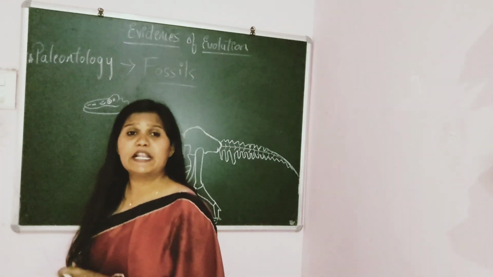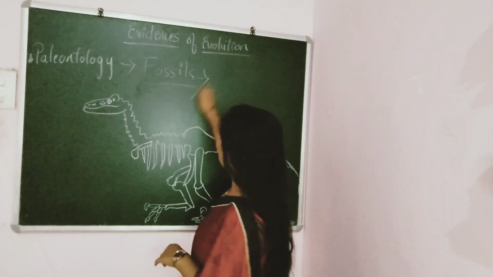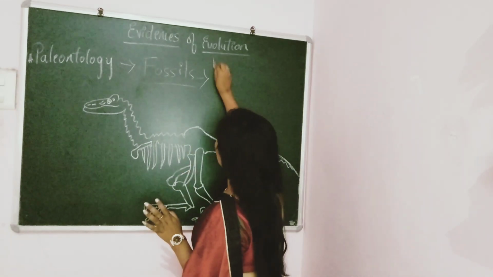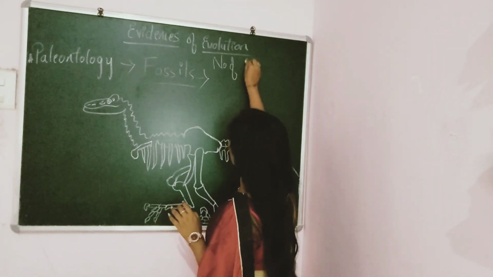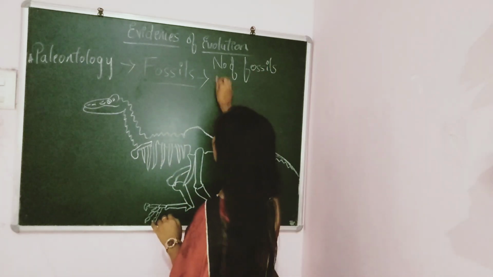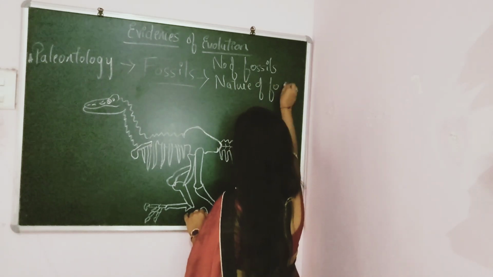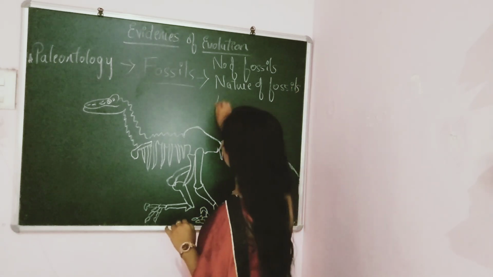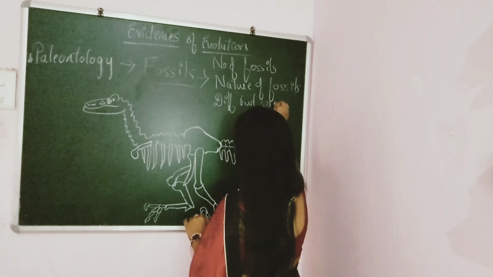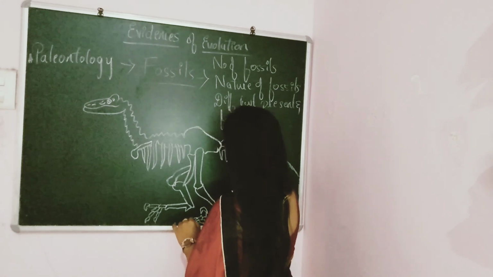So how does this fossil help as evidence of evolution? How can we take fossils as evidences for evolution? The first thing is the number of fossils. The second one is the nature of fossils. And the third one is the difference between the present and past forms.